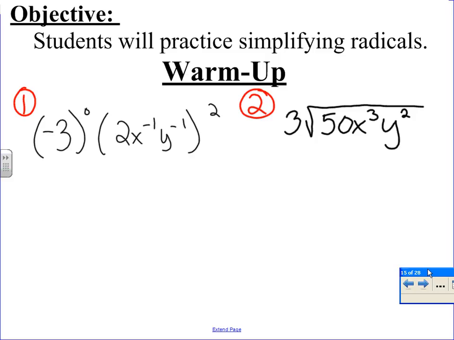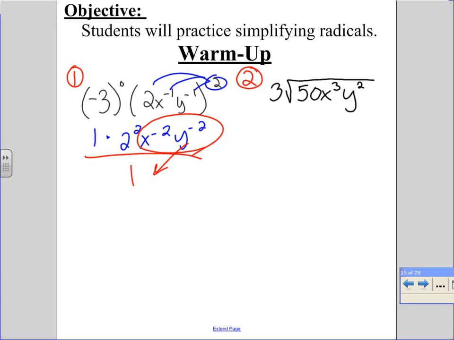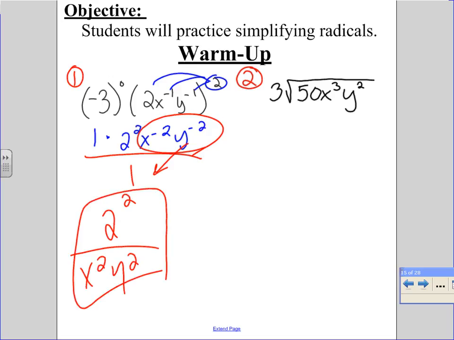All right, so let's go over the warm-up. Number one, Travis, -3 to the 0 power is what? Good. This becomes 1. Jackie, what do we do to the second part here? Good. So on the second part, distribute the 2 to every single term. So we have 2 squared, x to the -2nd, y to the -2nd. John, next step. Good. We're going to move the negatives to the bottom, so we're going to move these down. So we end up with 2 squared over x squared, y squared. That's the answer, and of course, leaving it in exponential form.